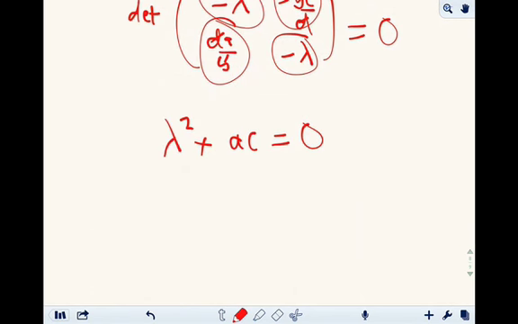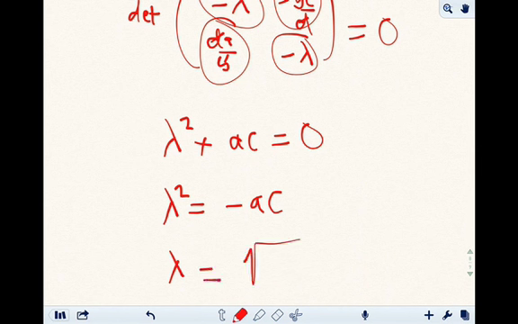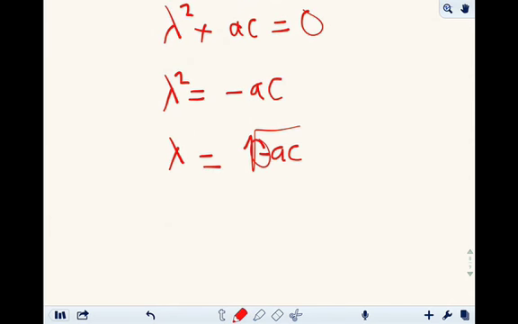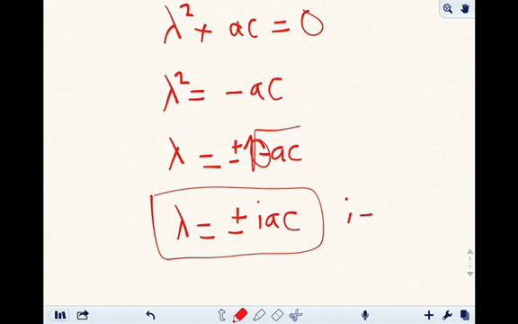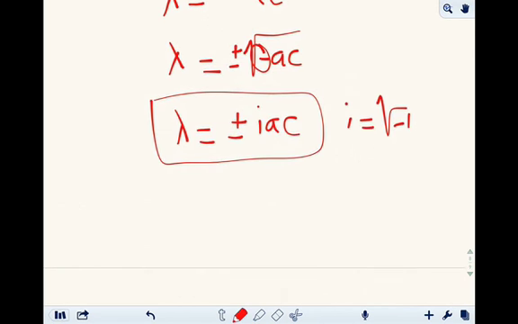The solution of that is lambda squared equals minus ac. Take the square root of both sides. We have lambda equals the square root of negative ac, plus or minus. And the square root of minus 1 we can pull out of here. That's i. So we get lambda equals plus or minus i times the square root of ac, where i equals the square root of minus 1. These are purely imaginary eigenvalues, one positive imaginary, one negative imaginary. So then the question is, does this make sense? This is a neutral center, right?